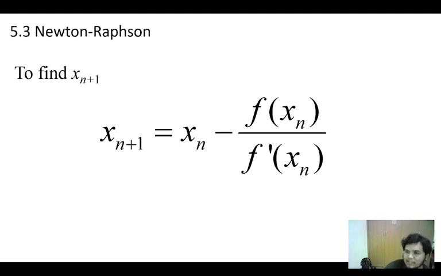This formula is for us to find the next guess value or the next iteration. So we have x n plus 1 is the next guess value or next iteration, equal to x n minus f of x n, so the function value when we insert x is our first guess value, divided by f prime. F prime is the first derivative from your chapter 1, once we have replaced x with x n.